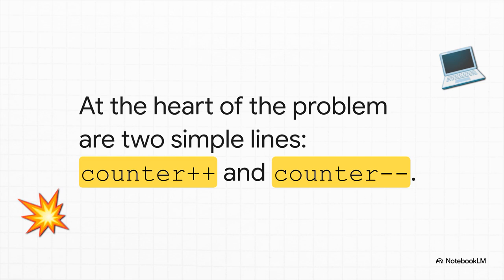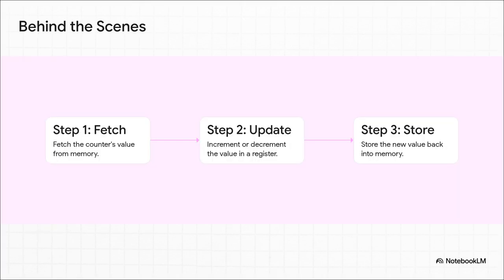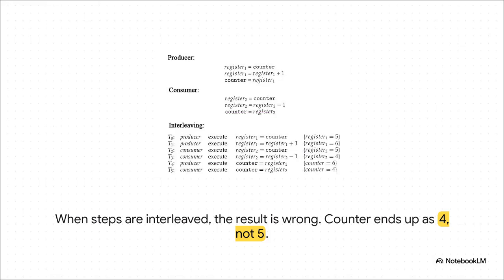Now you and I look at that and think it's one single unbreakable action, but to the computer, it's not. And boom, here it is, the aha moment. What looks like one step to us is actually 3 steps for the processor. First, it has to go fetch the counter's current value from memory. Then it pulls it into a little temporary scratch pad called a register and adds or subtracts 1. Then it has to store that new value all the way back into memory. 3 separate steps.